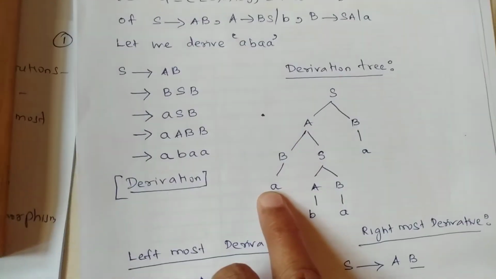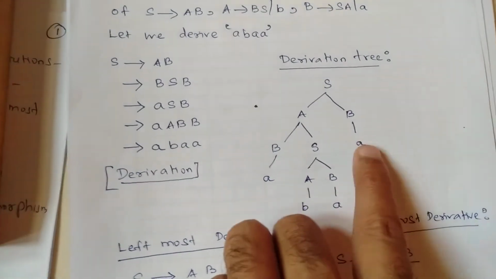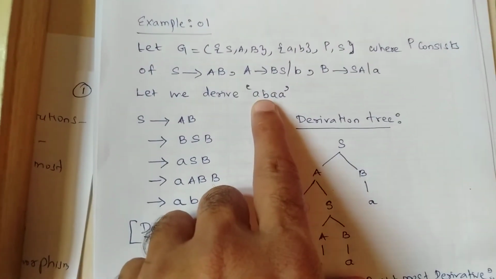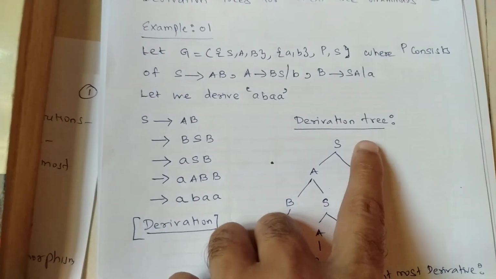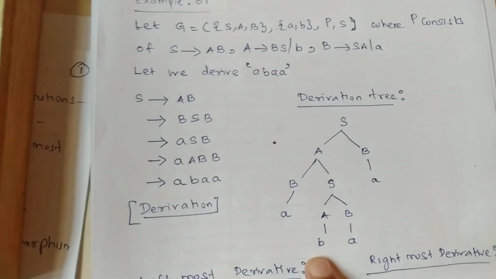Finally, if you see the last level, A, B, A, A. So we got the same string through a tree structure. This is what is called a derivation tree.